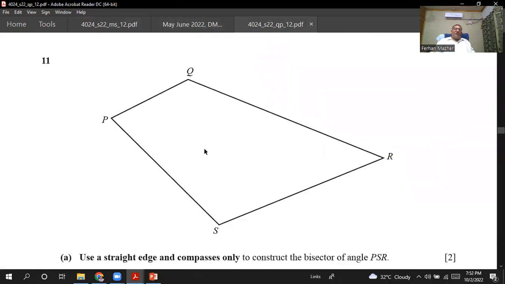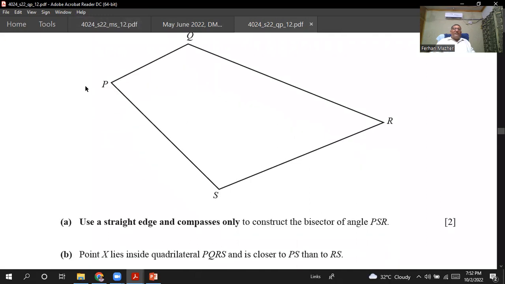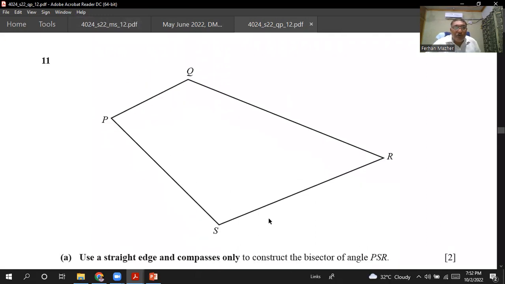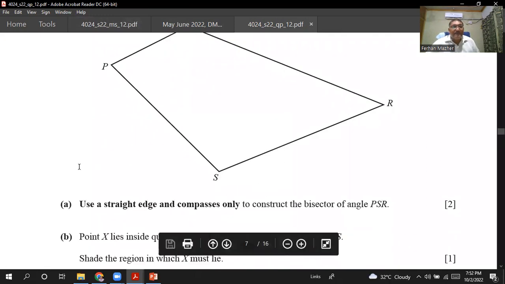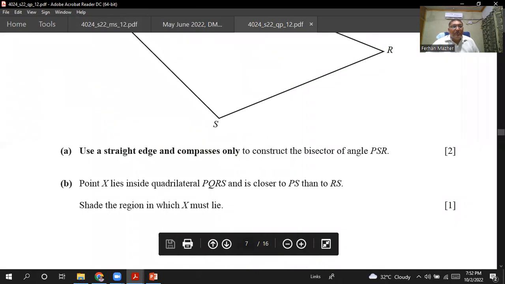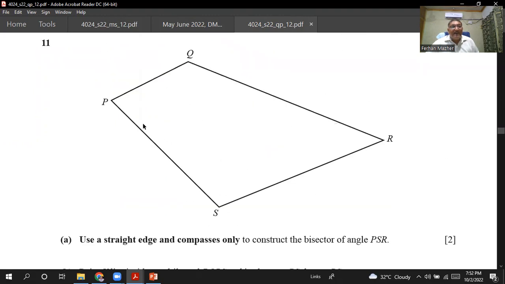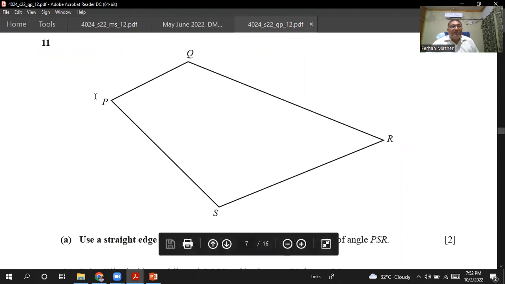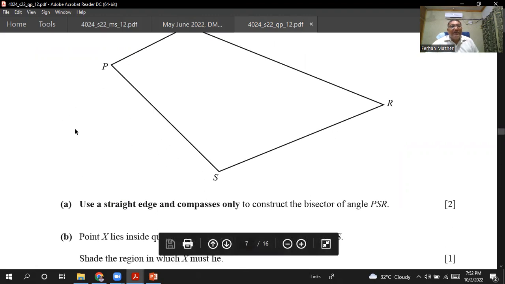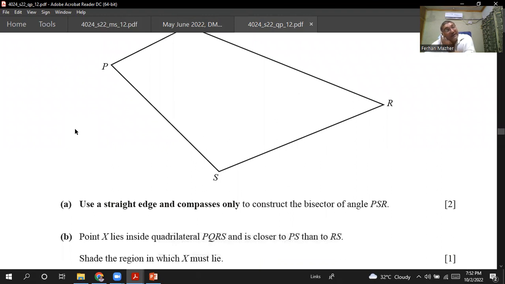Okay. So we have question number 11. This is PQRS, a quadrilateral. Use a straight edge and compasses only to construct the bisector of the angle PSR. So this is angle PSR. We want to make the angle bisector of this angle.